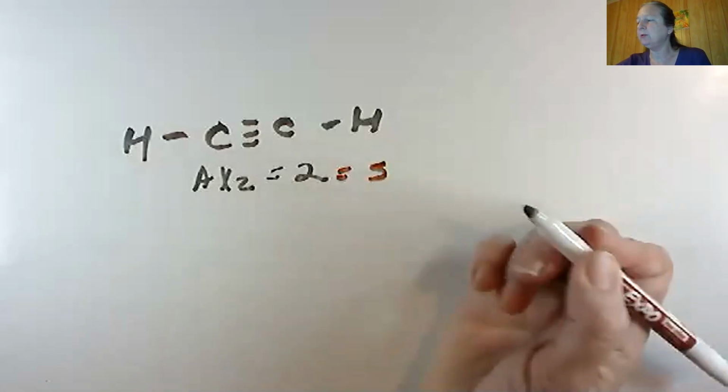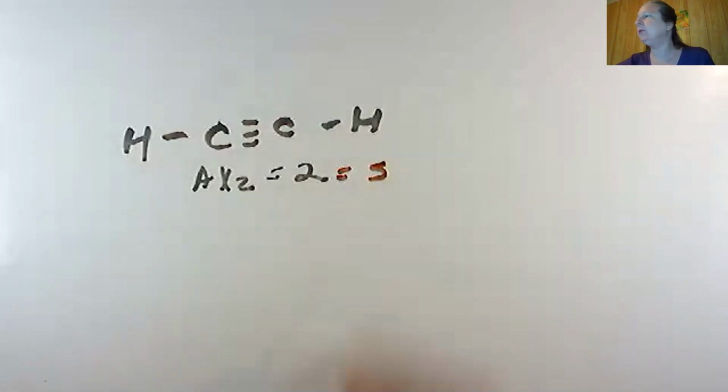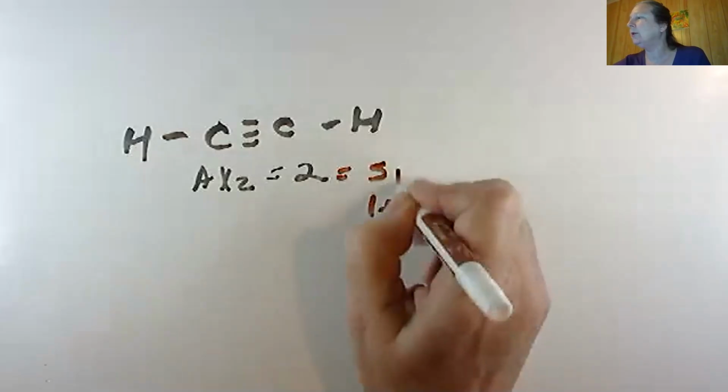So that means my SP has to equal 2. So I have S. You always start with an S. And then what's next? I need 2. 1 plus 1. So it's just SP.